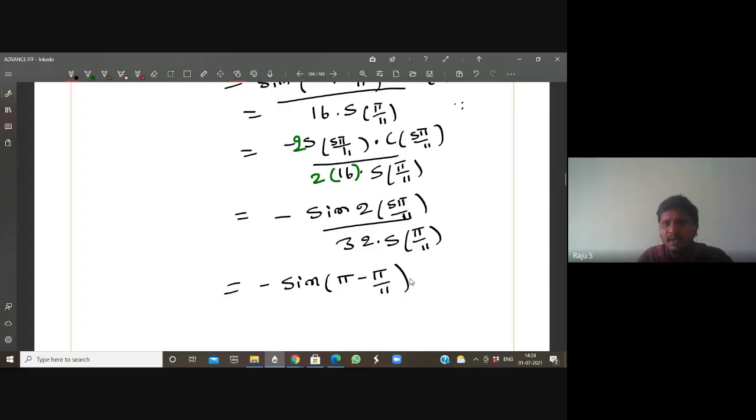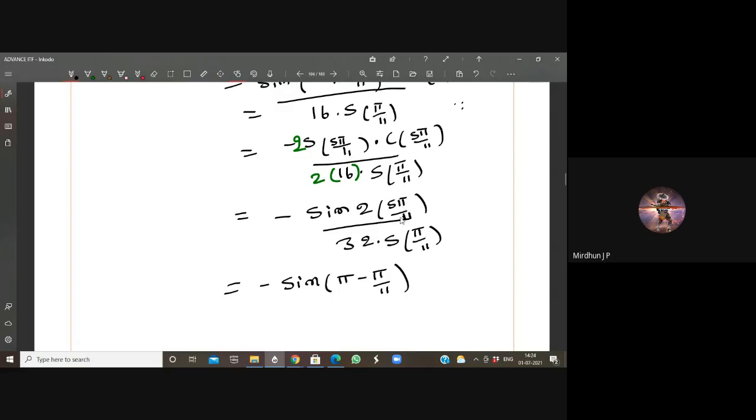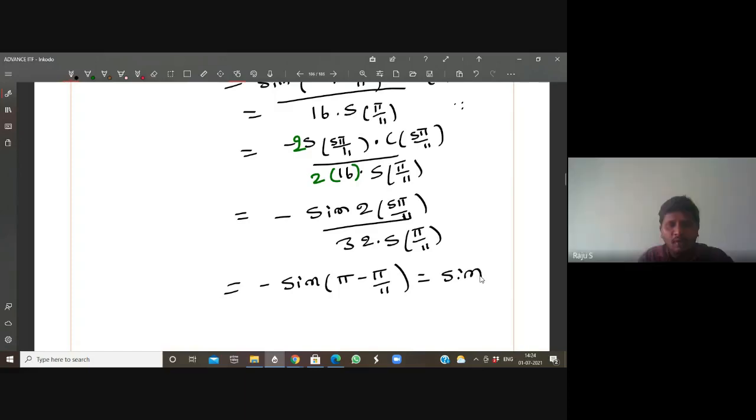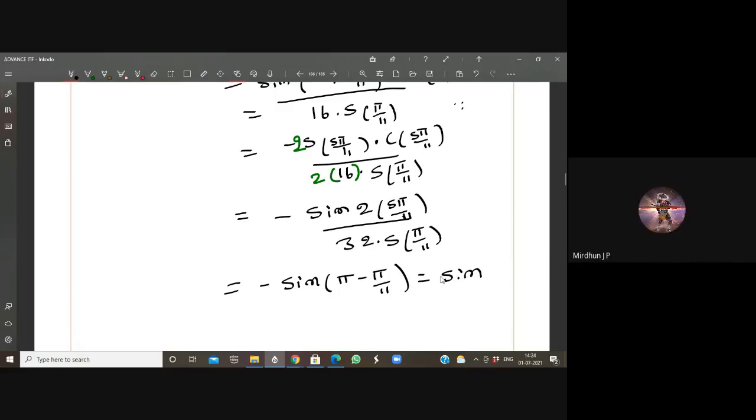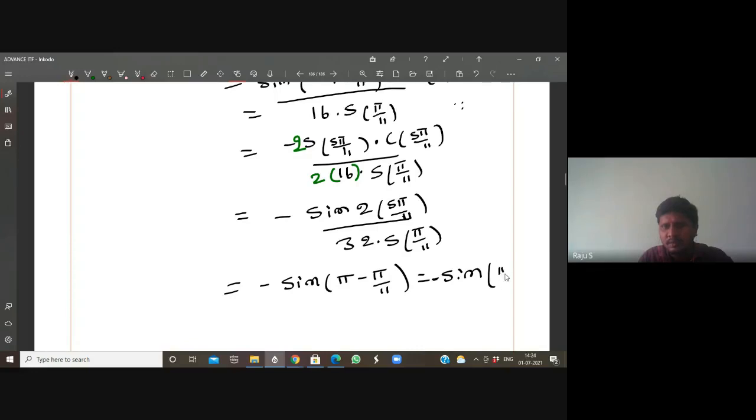What is sine of pi minus pi by 11, students? Sir, we can write it as sine pi by 11, because sine of pi minus theta is equal to sine theta, that is, sine of 180 minus theta is sine theta. So we get sine pi by 11 by 32 sine pi by 11. Am I right? These two get cancelled.